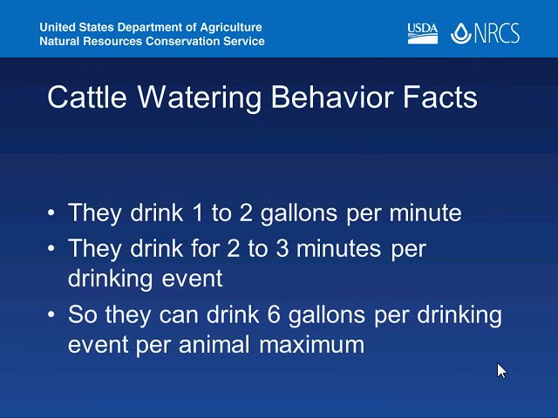Also, Bill talked about the peak demand. So based on how many animals we think are going to come to the tank on our design, remember they drink 1 to 2 gallons a minute. They'll drink for 2 to 3 minutes. If you use the maximum of those 2, then we need to allow for 6 gallons per drinking event per animal in the design.